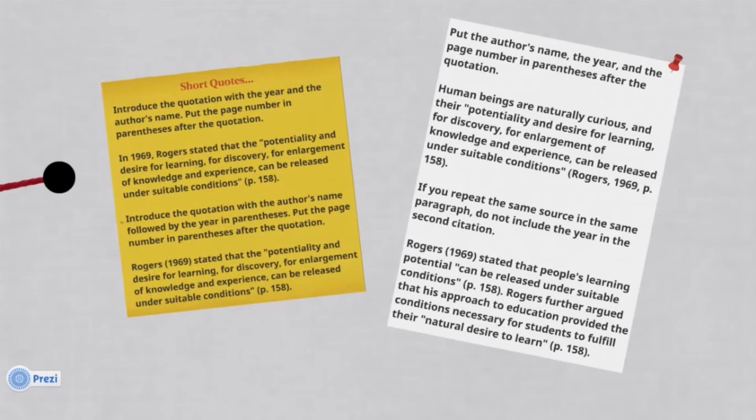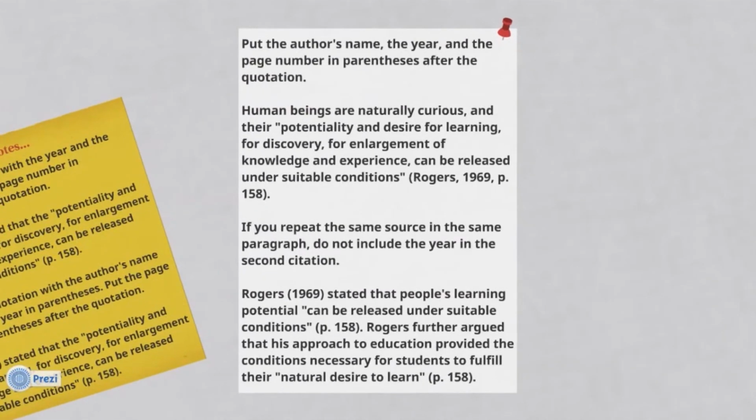You can introduce the quotation with the author's name followed by the year in parentheses. Put the page number in parentheses after the quotation. Rogers, 1969, stated that the potentiality and desire for learning, for discovery, for enlargement of knowledge and experience can be released under suitable conditions. Page 158. Put the author's name, the year, and the page number in parentheses after the quotation. So if you go to the end of that quote, then you see all in brackets, Rogers, 1969, page 158.